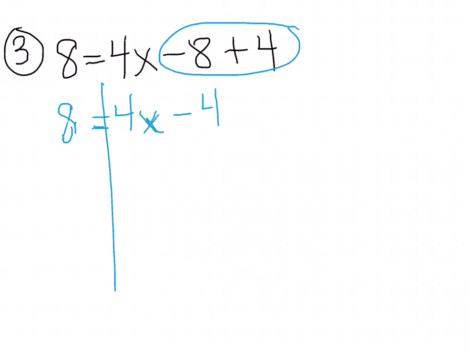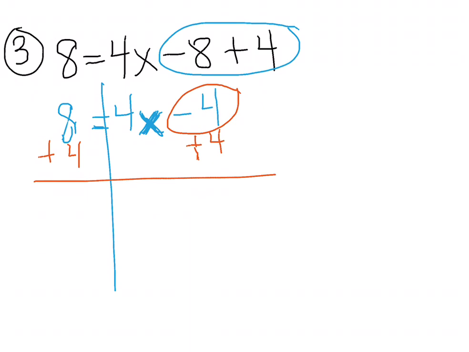Again, I need to get rid of everything that's next to the variable. So I've got to get rid of the negative 4, which yes, is on the opposite side from where we usually work. Don't worry, it could be either side; wherever the variable is, that's the side you have to get rid of everything on to isolate the variable. The opposite of negative 4 is positive 4, so I have 8 plus 4 is 12 equals 4x.